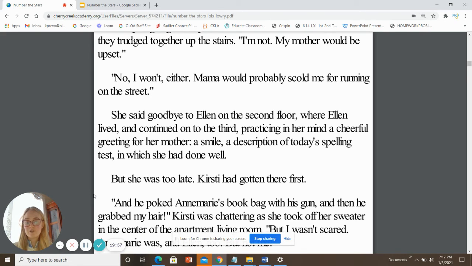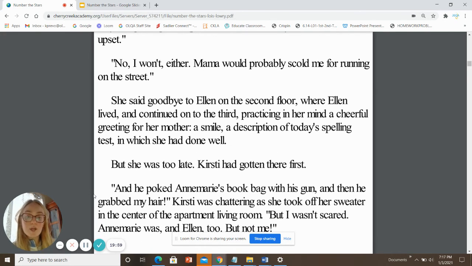Kirsty had gotten there first. And he poked Anne-Marie's book bag with his gun, and then he grabbed my hair. Kirsty was chattering as she took off her sweater in the center of the apartment living room. But I wasn't scared. Anne-Marie was, and Ellen too, but not me.